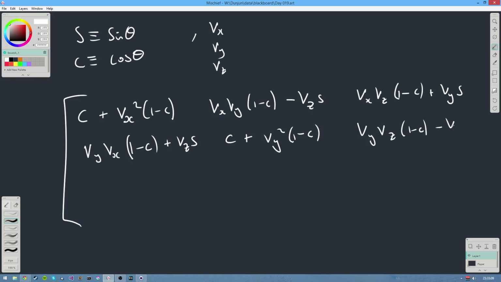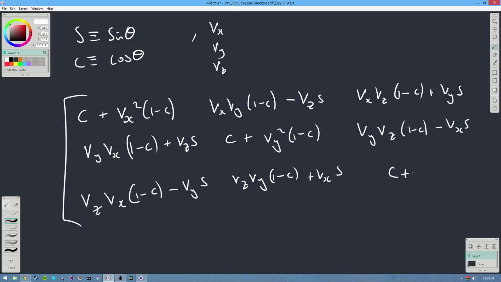and then Vx, s, Vz, Vx, 1 minus c, minus in there, Vy s, Vz, Vy of 1 minus c, plus Vx s, and the last one, you can guess what it is. It's that. So that is the rotation matrix and how we convert it.